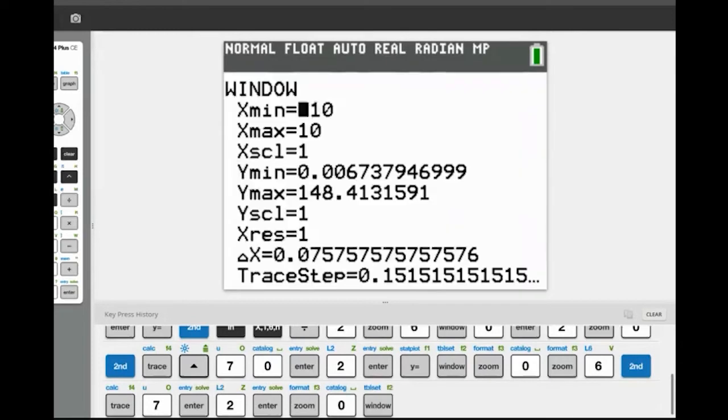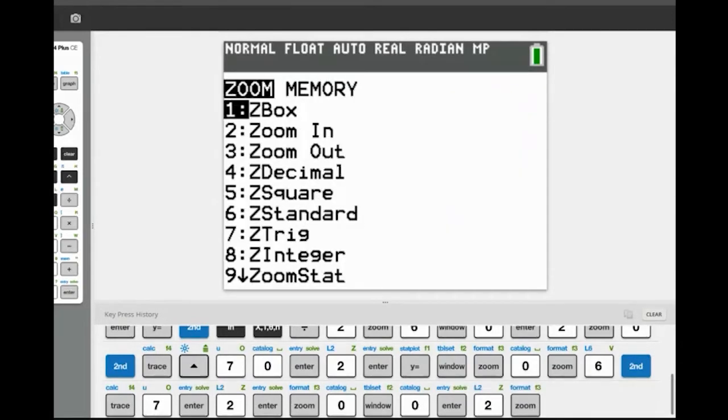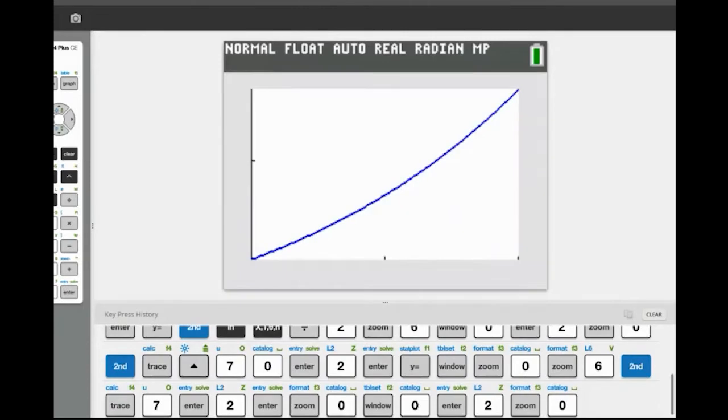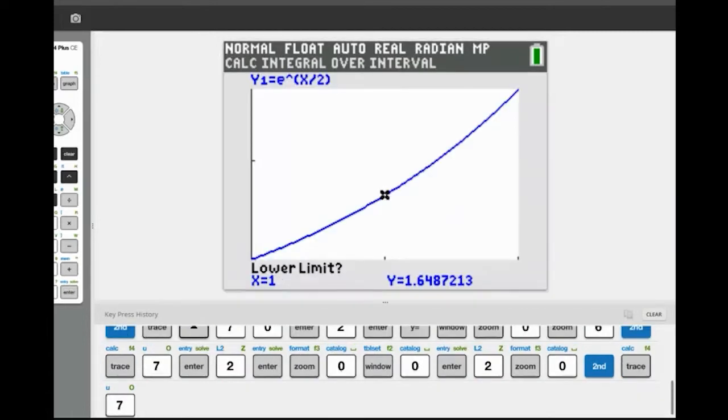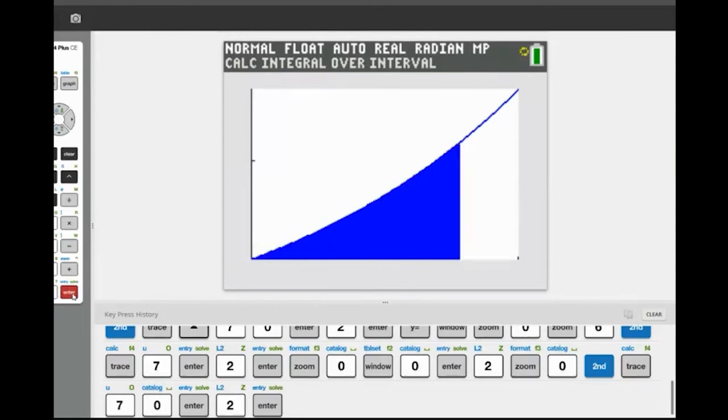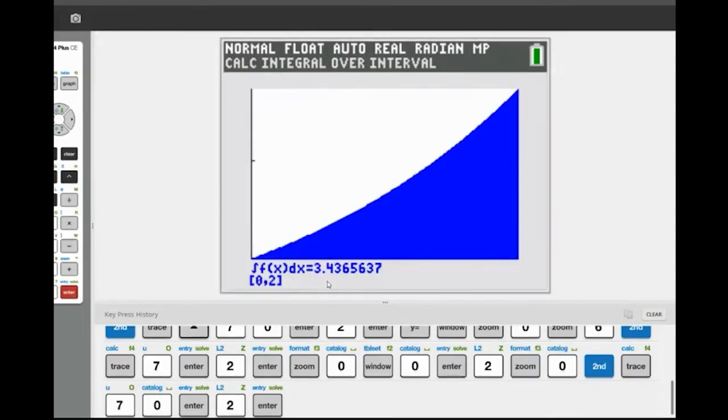Oops, that's embarrassing. Hold on. 0, enter 2, zoom 0. Okay, ready? Second trace, 7. Okay, lower limit is 0. Upper limit is 2. Hit enter, and then the answer's on the bottom there.